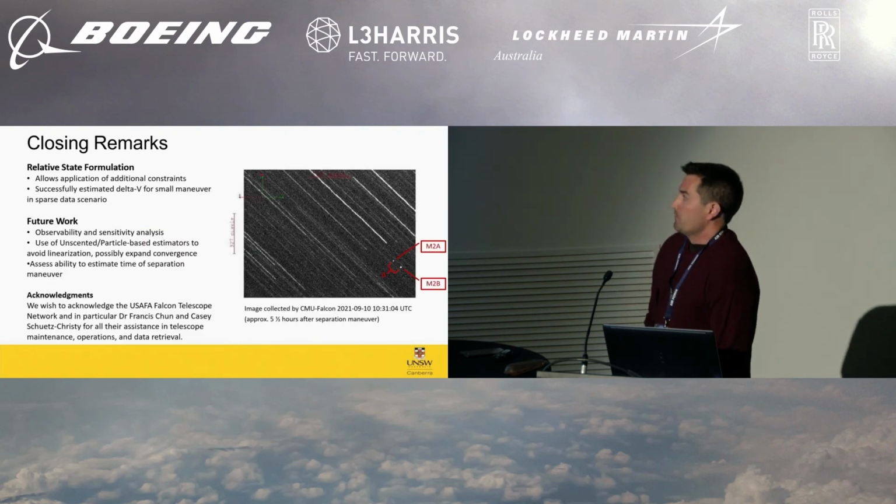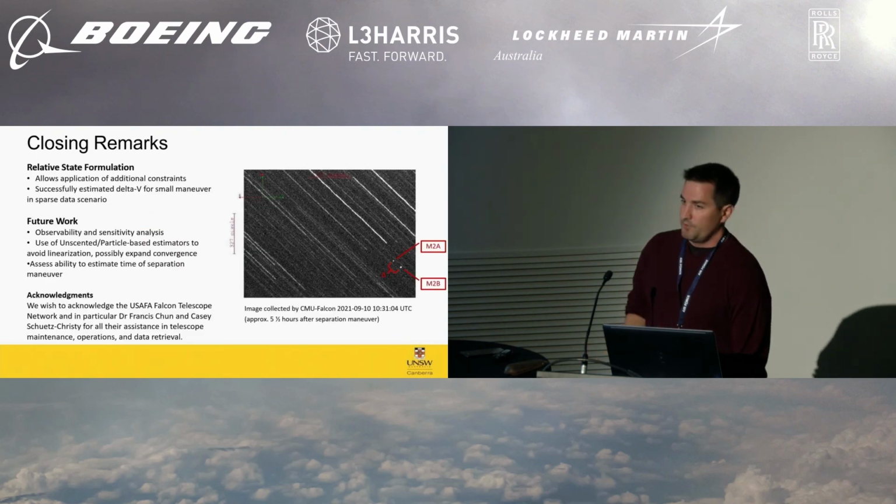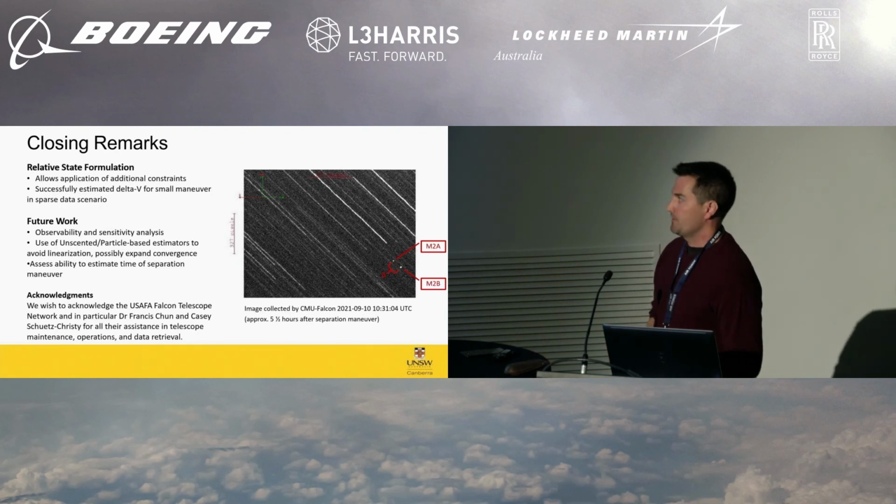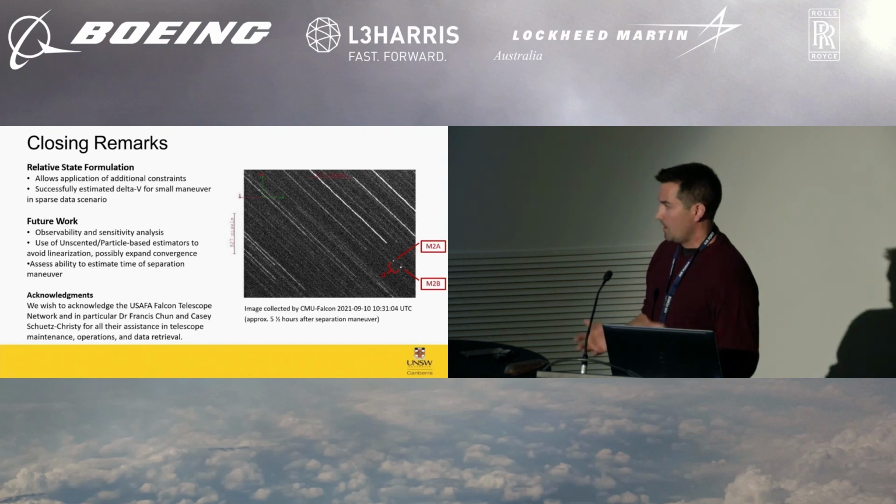So just some closing remarks on this. Using this relative state formation and looking at the Clohessy-Wiltshire equations, using this relative separation angle delta, we were able to successfully estimate our delta V during that separation maneuver, provided that we applied some additional constraints.